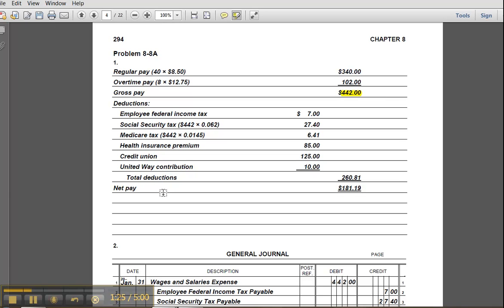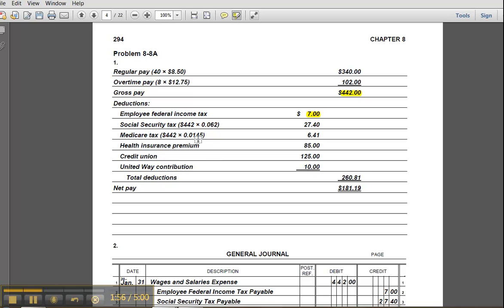Then we're going to calculate deductions. Now the employee federal income tax comes from the tax brackets that you find in your textbook. Okay, so we're going to have to flip to those, and we're going to have to decide first, is he married or single? He's married, so we find the married form. Then we find the 3 at the top because he has 3 withholdings, and then we find the $442 on the left, and it shows that he has a federal income tax withholding of $7.